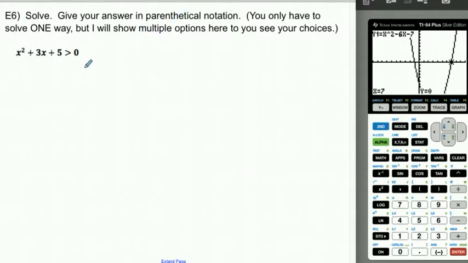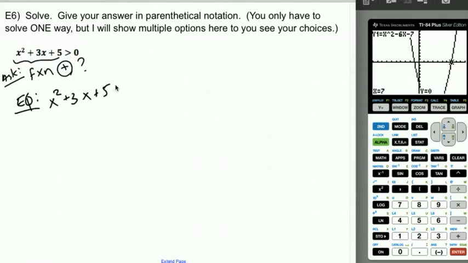So this is a case where I give you one that doesn't factor because it's good for us to see what happens when things get more difficult. So this doesn't factor. You could try and factor all day. The only way you're going to factor a 5 is with a 1 and a 5, and they definitely don't add up to a 3x. So the ask here is, where is this function positive, right? Because that's what greater than 0 is. So unfortunately, when I go to find my equation, it doesn't factor, and I'm going to have to use the quadratic formula. So x squared plus 3x plus 5 equals 0.